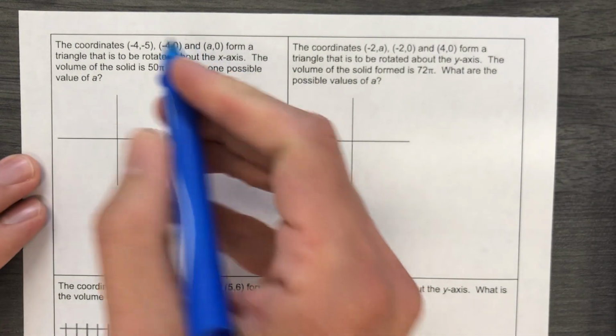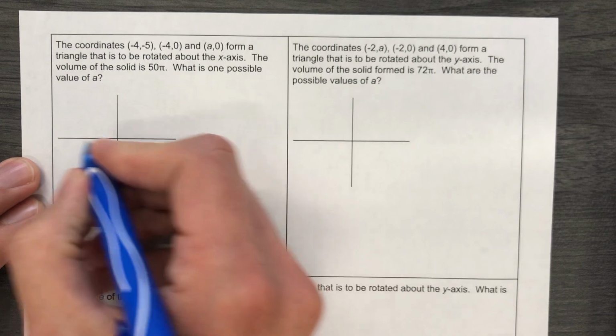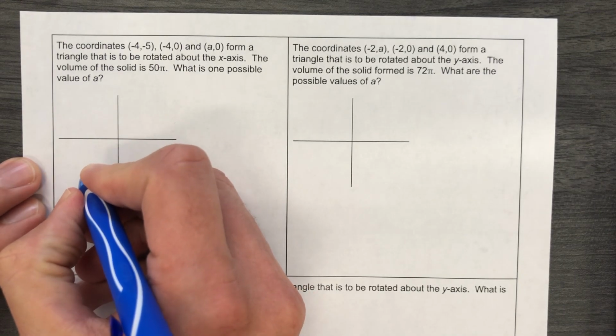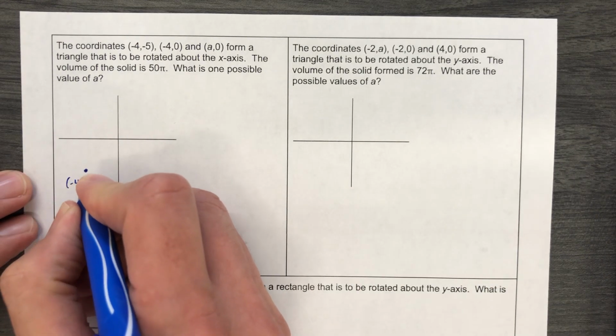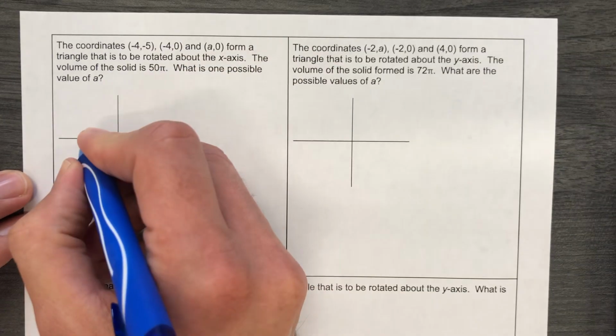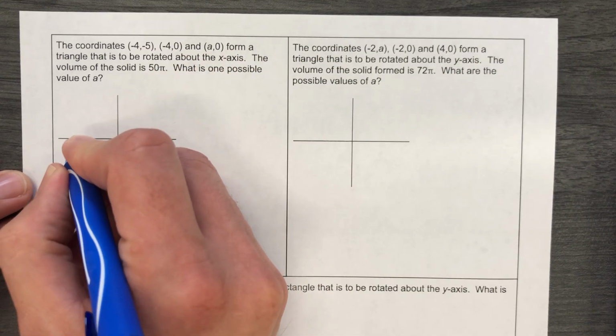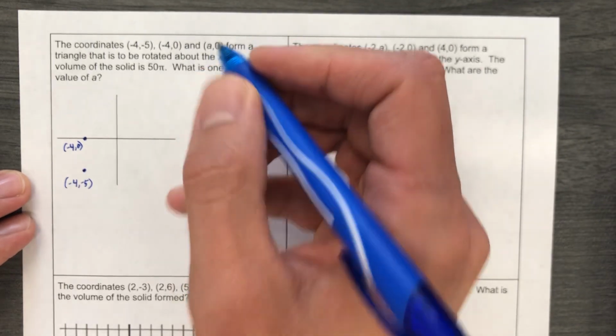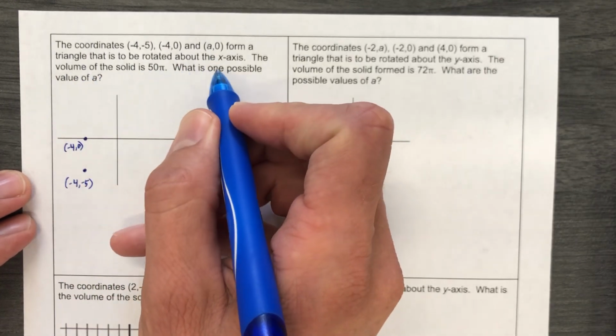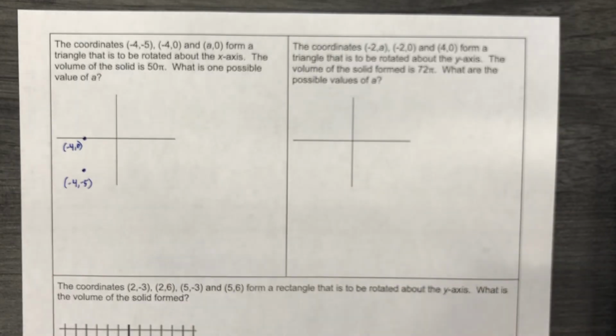So let's read. The coordinates -4, -5, just throw it on there. -4, -5 is there. And let's label it. -4, -5. -4, 0. There we go. -4, 0 and A, 0 form a triangle that is to be rotated about the x-axis. Okay, well, where's A?